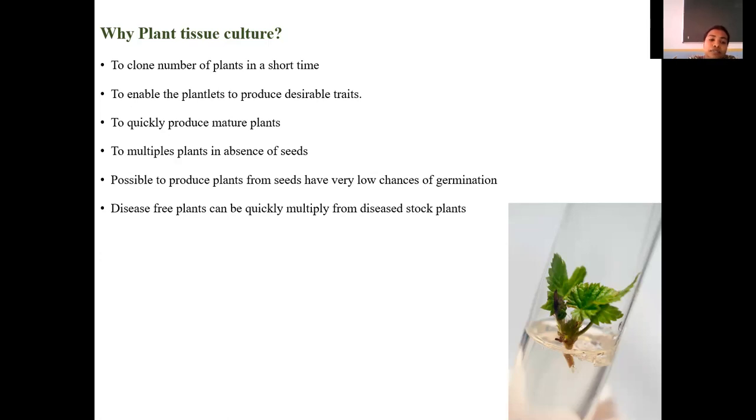The last one, disease-free plantlets can be quickly multiplied from a diseased plant.